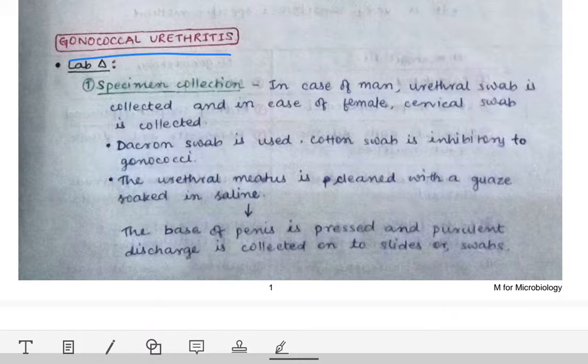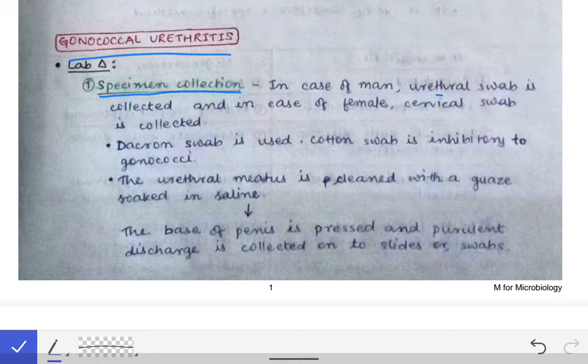In the laboratory diagnosis of gonococcal urethritis, first we have to write the specimen collection. In any lab diagnosis we first write the specimen collection. In gonococcal urethritis, we take a urethral swab in male patients, and in female patients we take a cervical swab. And what type of swab do we use?